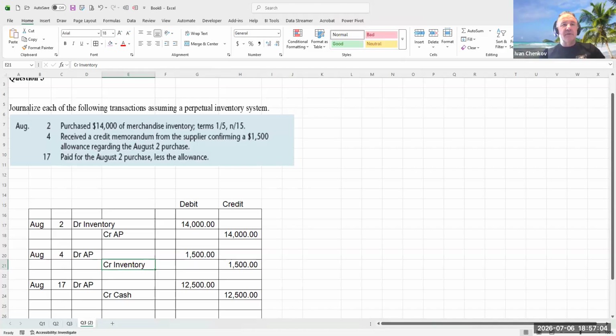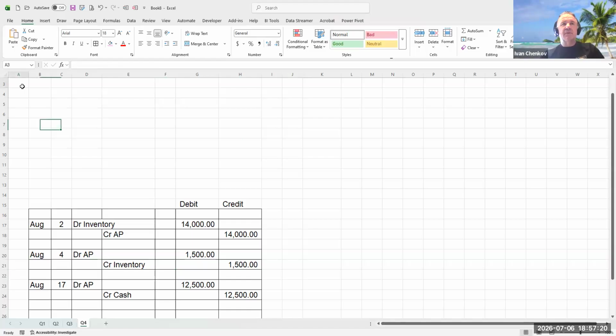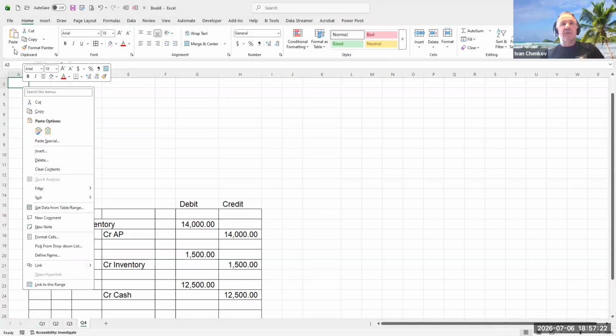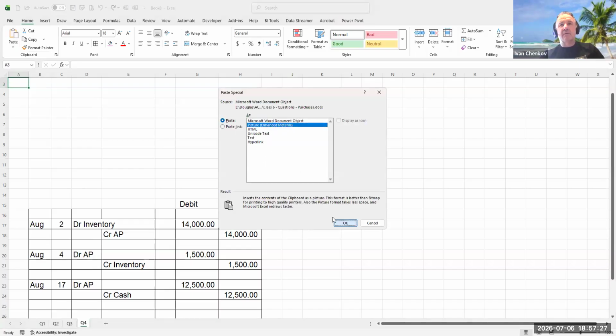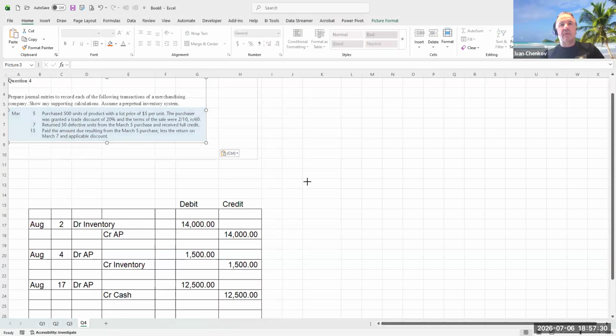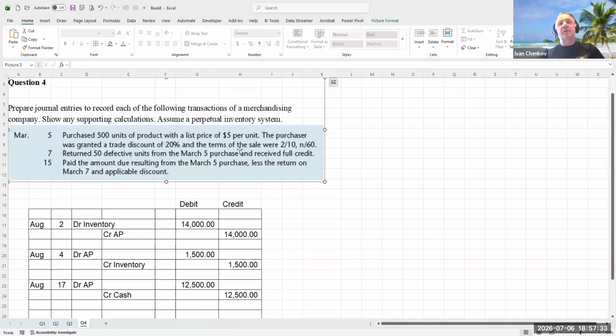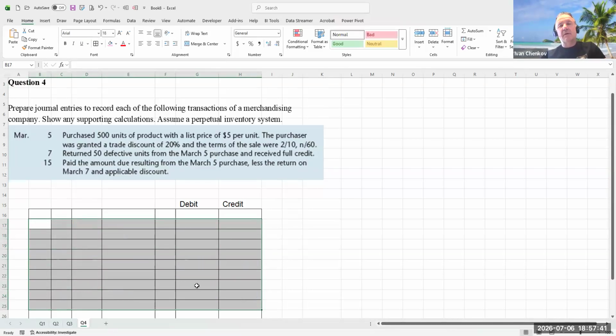Now let's go to the next question, which is question number 4. On question number 4, we have to do some additional things, pretty much the same, but just a little swing in additional stuff. What will that be? In this case, they're gonna pay within the credit terms. So let's see how this is gonna work. Again, I'm gonna delete this and we're gonna start again.